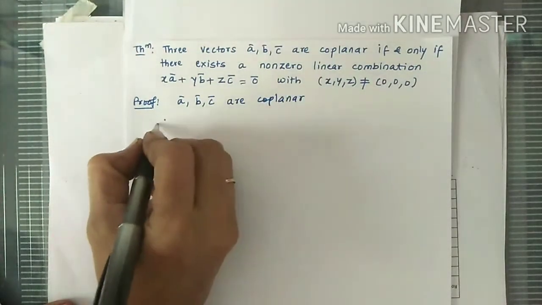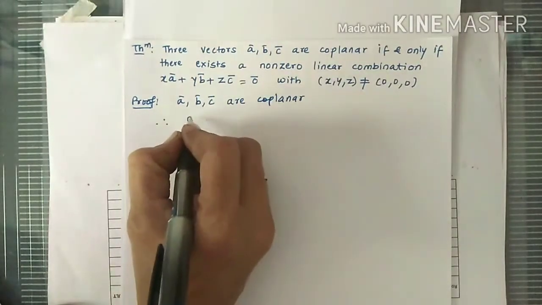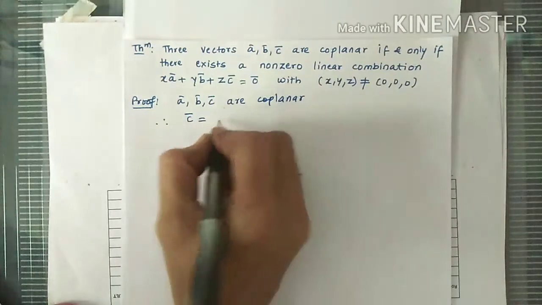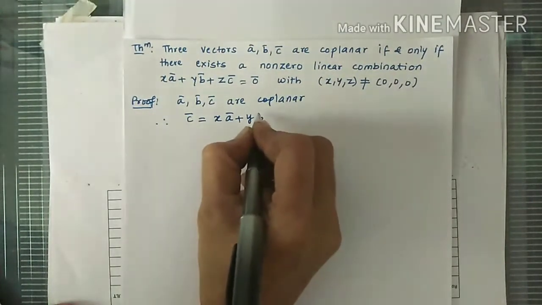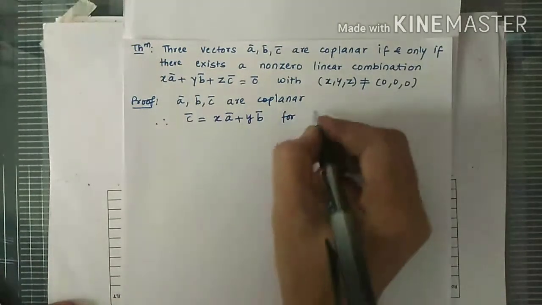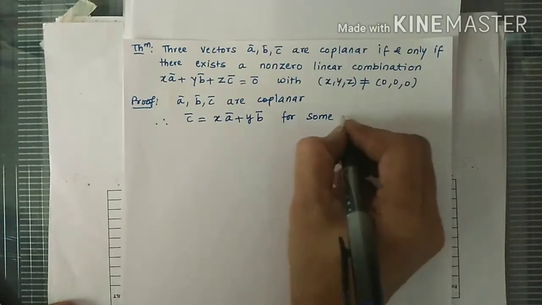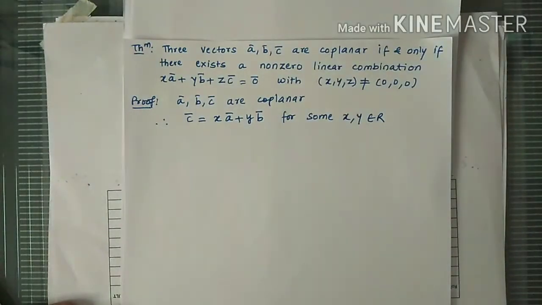So in the previous theorem, what we have learned is three vectors are coplanar if and only if any one of the vectors can be uniquely expressed as a linear combination of the remaining two. So let's take C bar as a linear combination of A bar and B bar. So C bar is equal to XA bar plus YB bar for some X and Y belonging to R. That means X and Y are scalars.